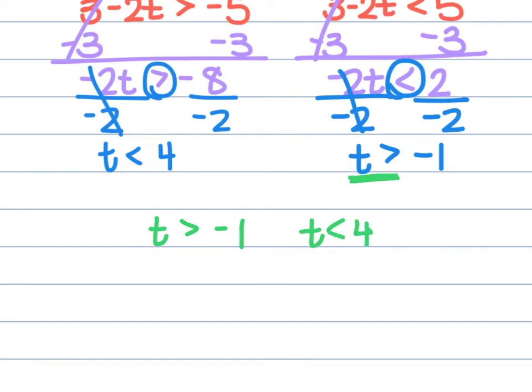So what type of compound inequality is this? Those signs go in towards each other. So if we were to graph it, it would become an and statement. So your solution here would be negative 1 is less than t, which is less than 4.